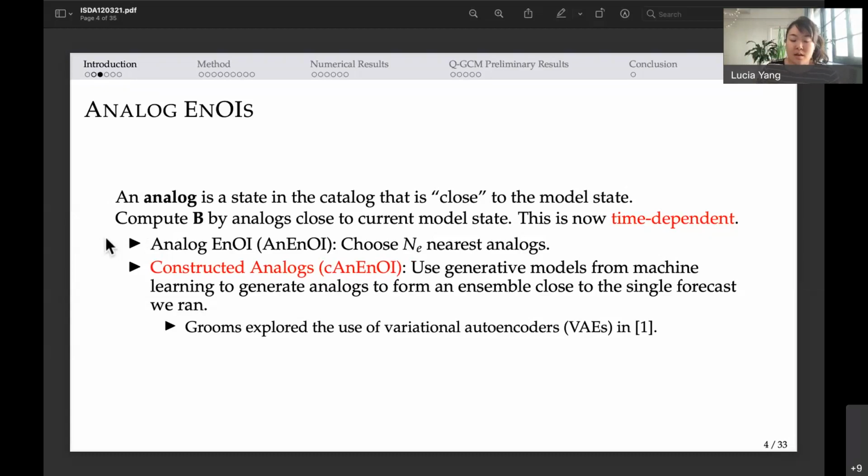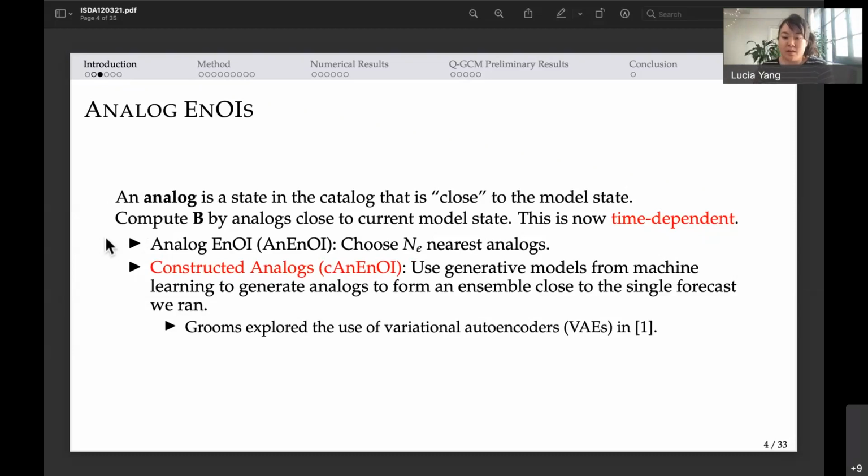Constructed analogs are different in that what we do instead is we use generative models for machine learning that have already learned from your library. So instead of going back to the library to pick the nearest analogs, at time of assimilation, you use your generative model to form analogs that are close to that current model state, and then use those generated analogs to approximate your background covariance matrix. So Grooms has explored the use of variational autoencoders to do so.